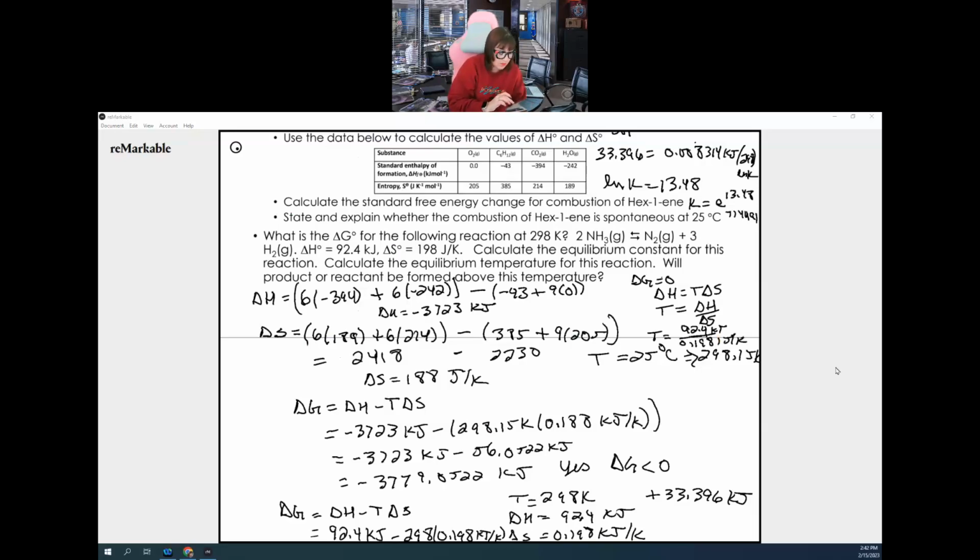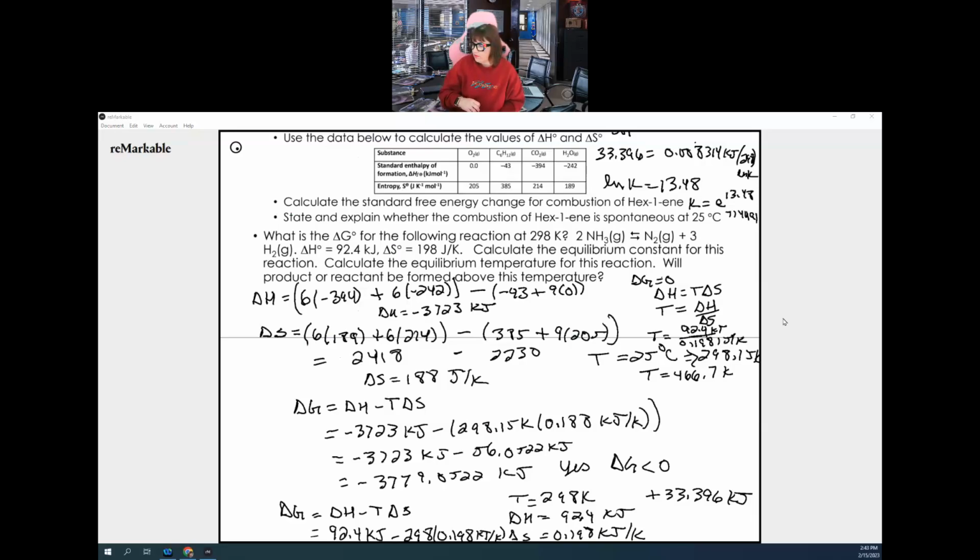So 92.4 divided by 0.198. And that gives me that T for equilibrium is 466.7 Kelvin. Okay. So that's the temperature at which this would become spontaneous. And so that change in entropy would give me enough of a factor to be able to work with that. So going from the NH3 to the N2 plus the 3H2 becomes more favorable over 466 Kelvin.